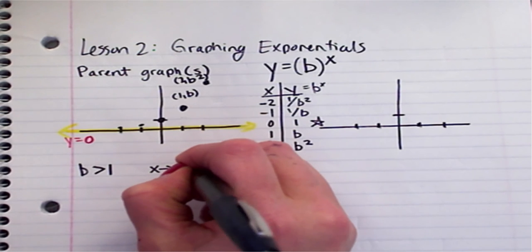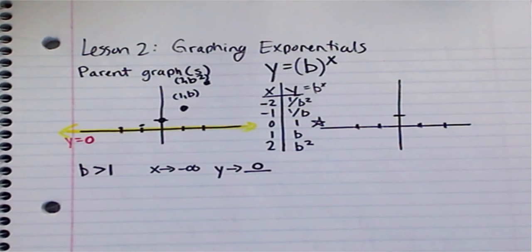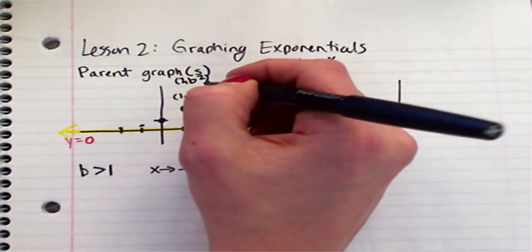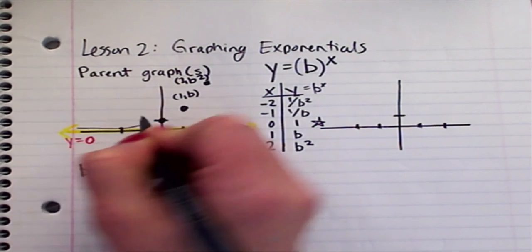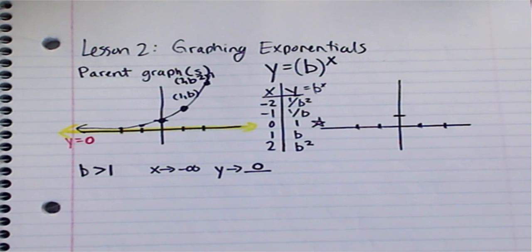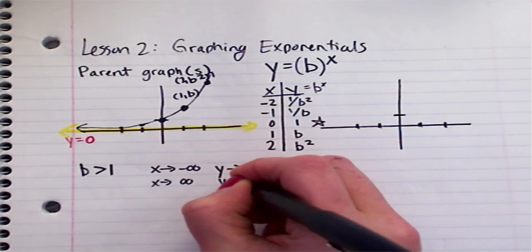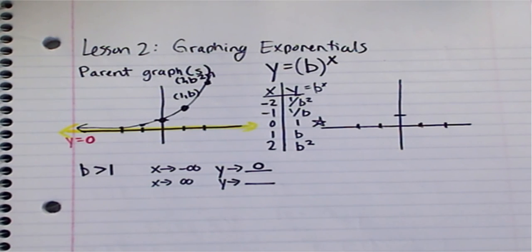X arrow negative infinity, Y arrow 0. As x approaches negative infinity, the y coordinate is also approaching 0. And this is what the graph looks like. That's it. Now I'm going to add the other end behavior statement. But as the graph goes to the right, the arrow is top right. It's quadrant 1. That's plus plus.